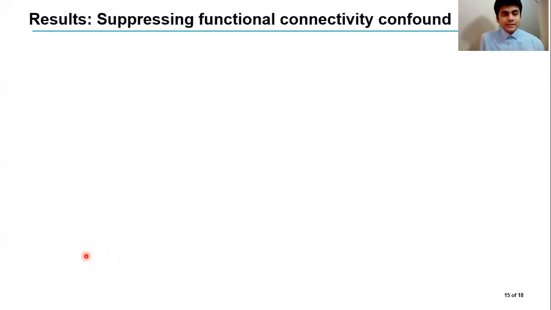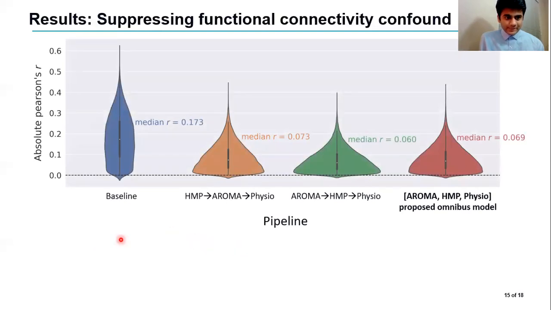So our results, first with the QC-FC values, on the x-axis we have the 4 pipelines, and on the y-axis we have the absolute Pearson's R, which again we want to reduce to or bring to zero as close as possible. For the baseline pipeline with no motion correction, you can see that there is a fairly high median correlation between FC strength and mean frame-wise displacement, so there's a strong association between head motion and functional connectivity.